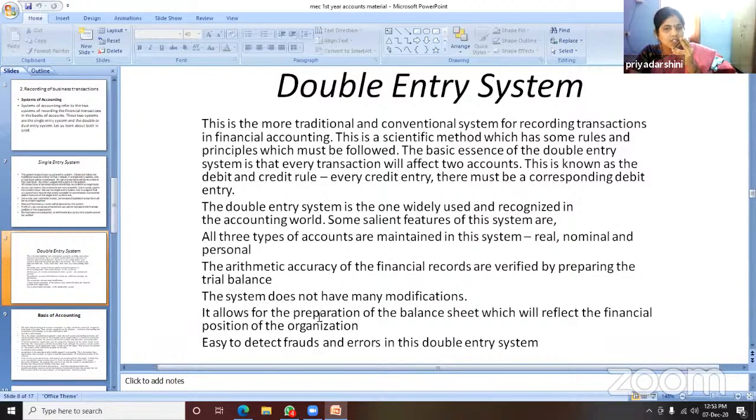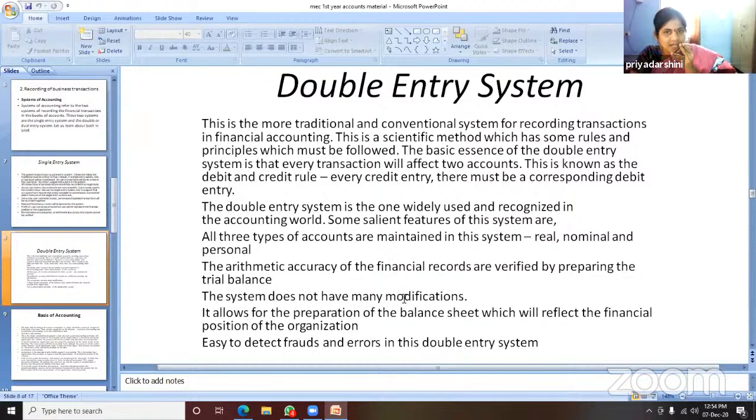The system does not have many modifications. It allows for the preparation of balance sheet, which will reflect the financial position of the organization. So that is the final report. In order to know the financial position of the business, we prepare the balance sheet, and it is easy to detect the frauds and errors in this double entry system.